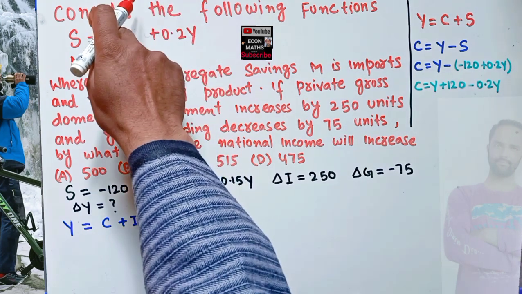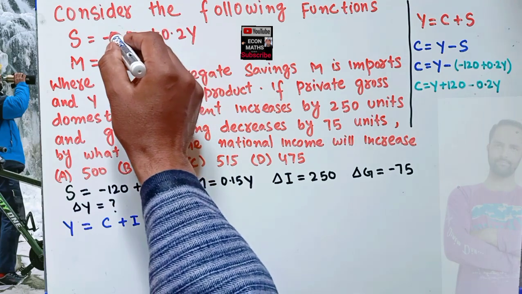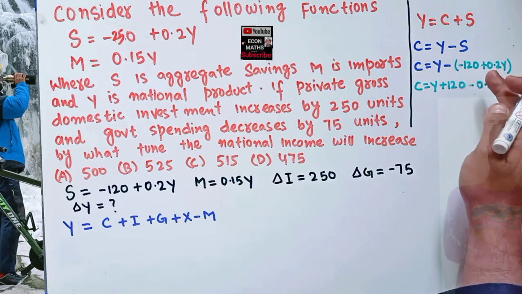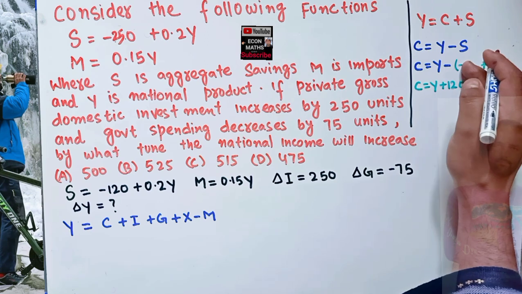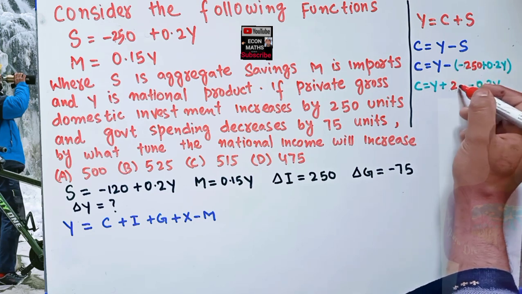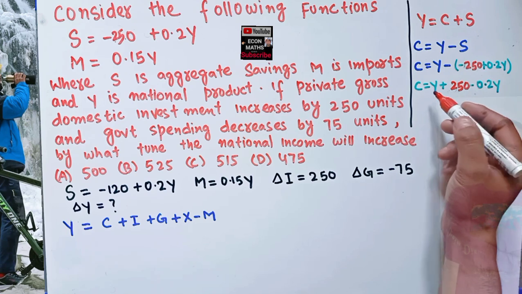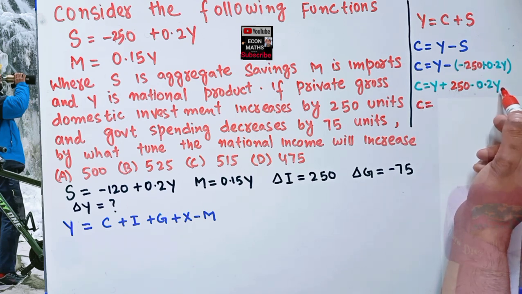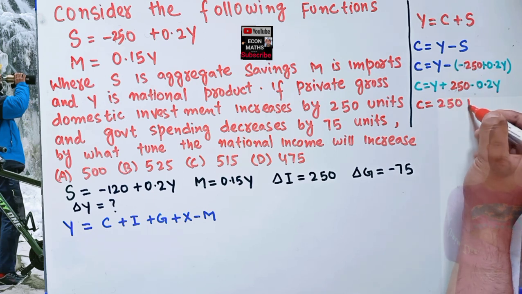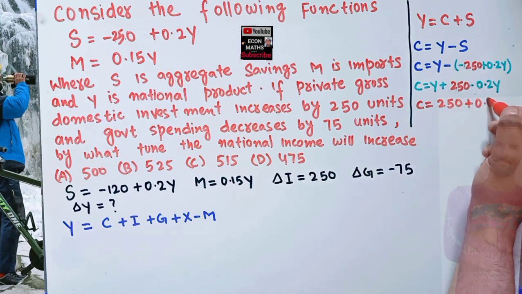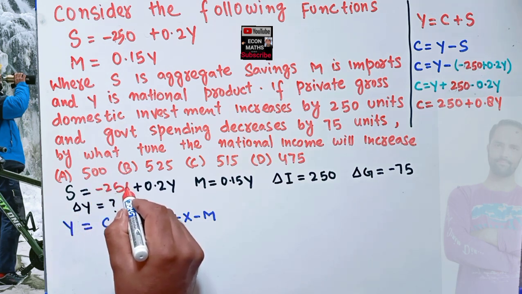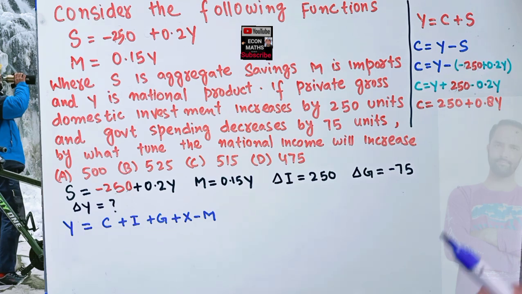The savings function is actually minus 250, okay? So our savings function is minus 250. Let me be very clear here. So here we will have 250, okay? So our consumption will be equal to, when we subtract 0.2y from y, we will get, let's write first 250, that is autonomous consumption when level of income is 0, plus y minus 0.2y comes out to be 0.8y. This is our consumption function, okay? So let me also write it here. Minus 250 is actually our autonomous savings. So we got the consumption function.